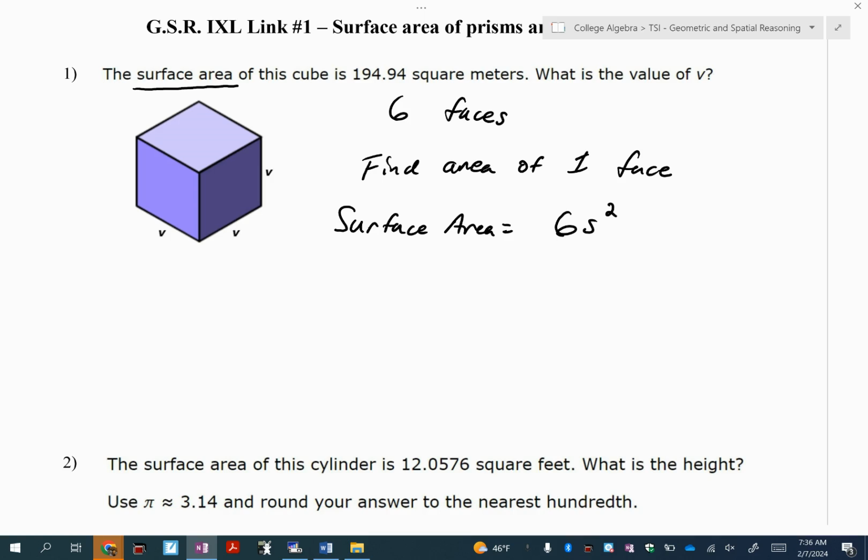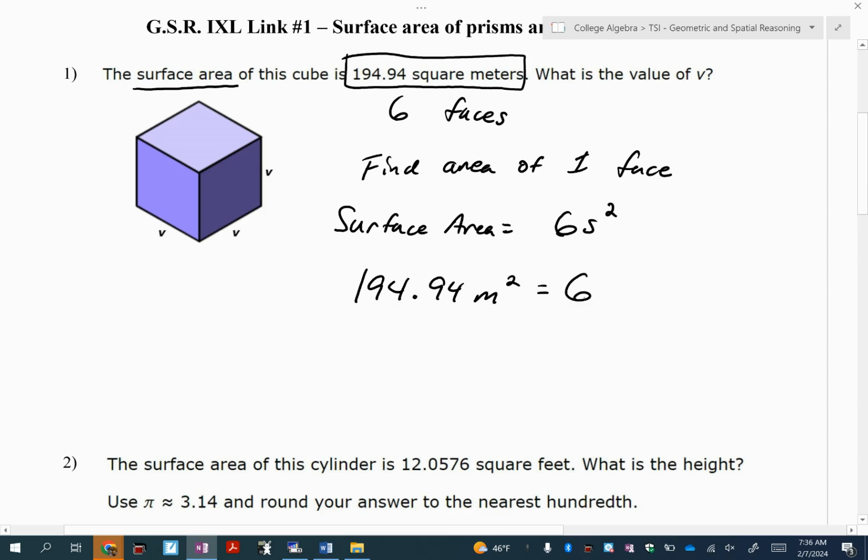All right, does it give you the side length? No, right? In this case, we're going to solve for the side length. What I'm saying is when you start this link, it's probably going to say the side length is 5. What's the surface area? So you just plug it right into that formula. Okay? So in this problem, they're telling us the surface area is 194.94 square meters. So I'm going to replace this with 194.94 square meters. All right?